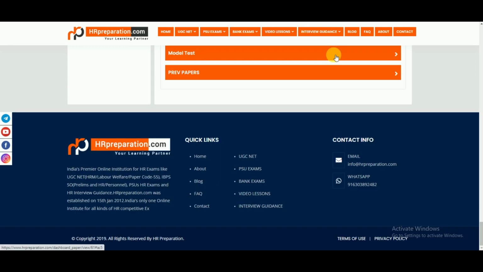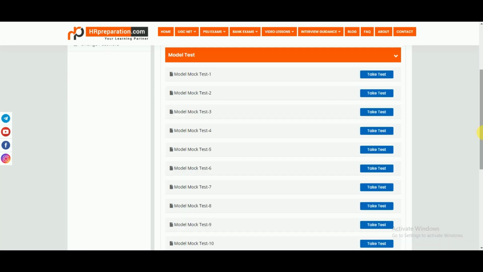So far we have seen topic-wise test series. Now we are here at the model mock test. There are 10 model mocks as per the exam pattern only. 120 MCQs from subject knowledge, 50 MCQs from section 2, 20 MCQs from section 3 and 50 MCQs from section 4. Total 240 MCQs per model mock. Each question carries 1 mark and 1/4 negative marking for a wrong answer. 150 minutes is the allotted time for the test.